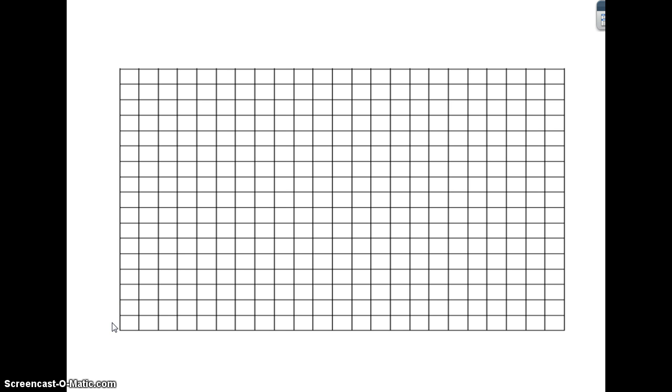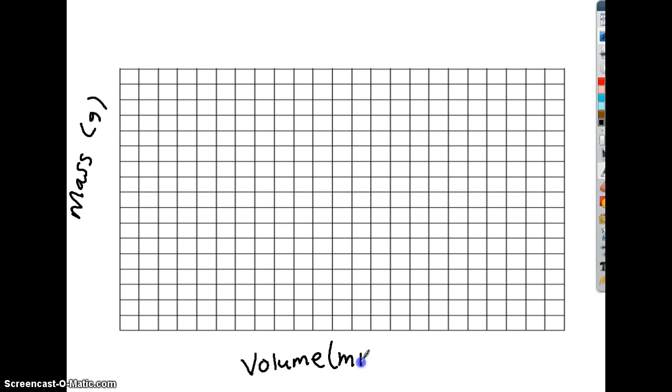So now we're going to graph this, and every graph needs to have a title, which we'll do at the end, and you need to have your axes labeled. We are going to actually put our mass on the y-axis. So we're going to put our mass over here, and so we should write mass, and we should also include a unit. Our mass was in grams on that table. And then we want to put our volume down here, and we should include a unit as well. Our volume was in milliliters.